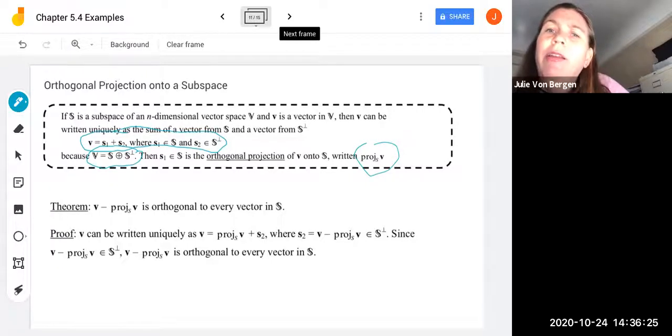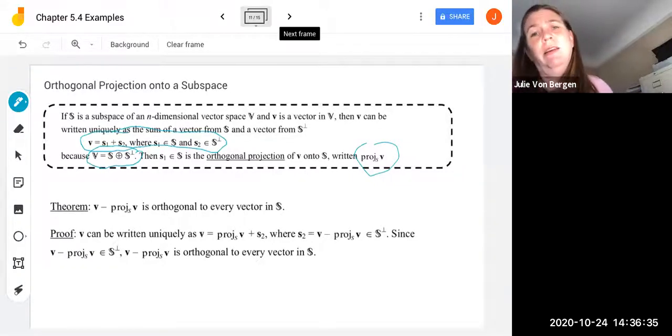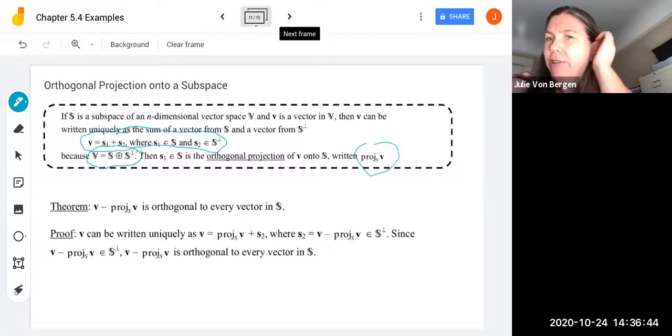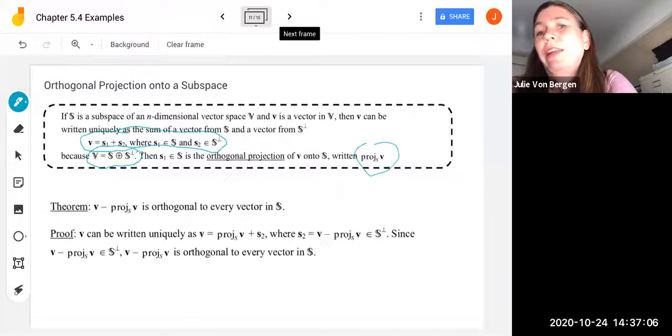All right, so the theorem that we want to prove is that v minus the projection of v onto S is orthogonal to every vector in S. So here's our proof. v can be written uniquely as v equals the projection of v onto S plus s2, where s2 equals v minus the projection of v onto S. And so that's going to be in S perp, or the orthogonal complement of S. So since v minus the projection of v onto S is in S perp, it is going to be orthogonal to every vector in S.